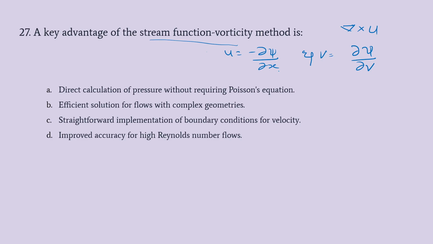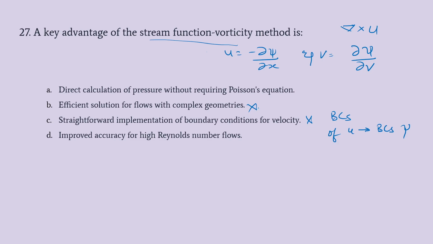Some of the options can be easily eliminated. Option C is very much wrong, the straightforward implementation of boundary conditions for velocity. This is wrong because when you are converting u to psi, you will also have to convert the boundary conditions of u to boundary conditions of psi. That process itself is difficult, so this option is wrong. And also efficient solution for flows with complex geometries will again be wrong.